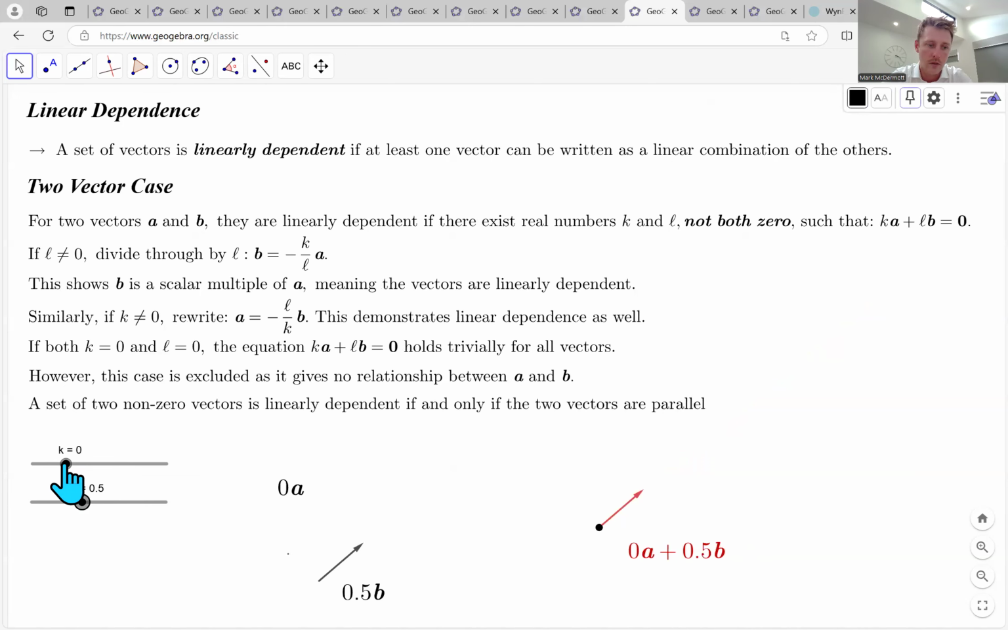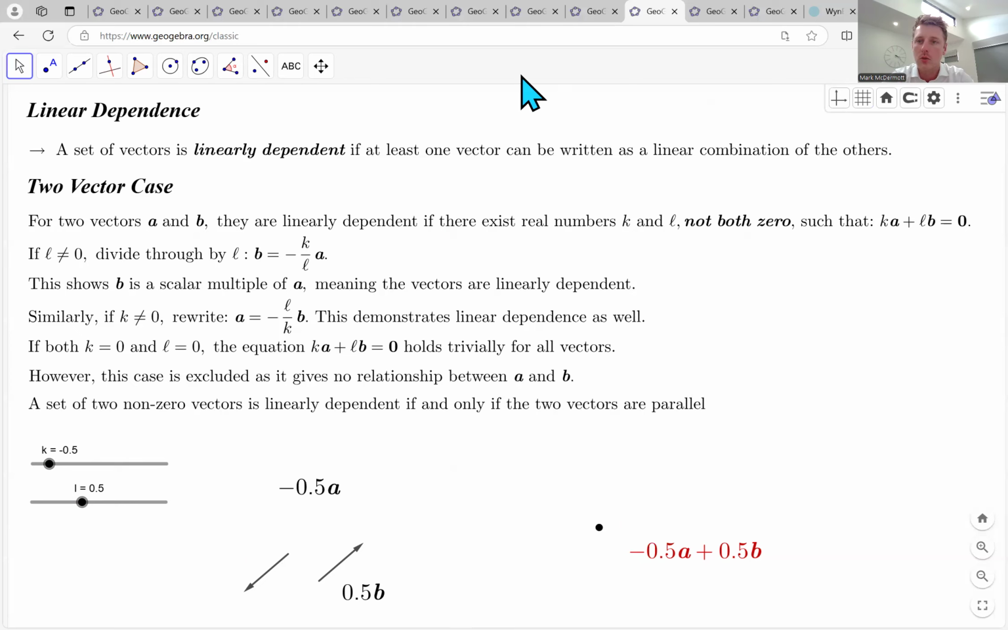when they're not zero. And if we do this, I think you'll see. So there you go. If K is negative 0.5 and L is 0.5, then when you add those vectors together, they're going to cancel to be the zero vector. And so you've satisfied this equation because negative 0.5A plus 0.5B is going to give you the zero vector in this case because these vectors are parallel. So that's what linear dependence is.